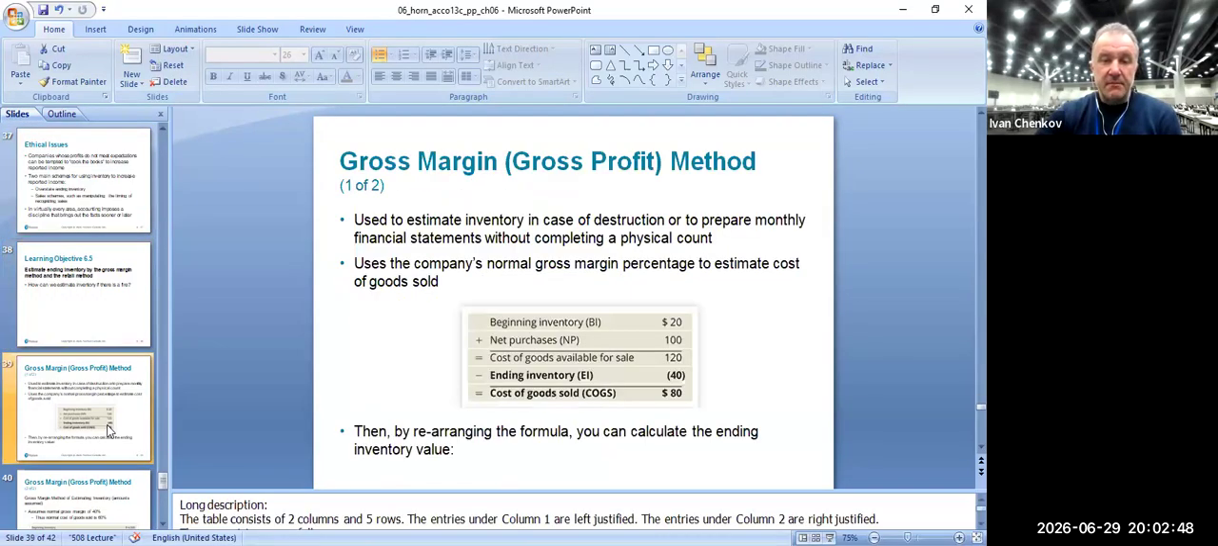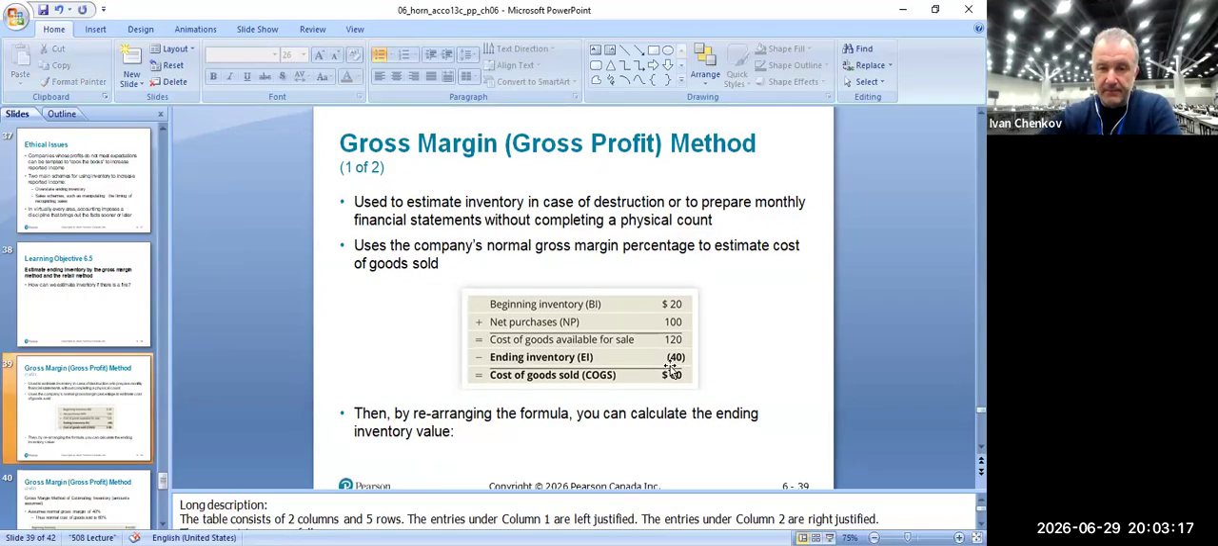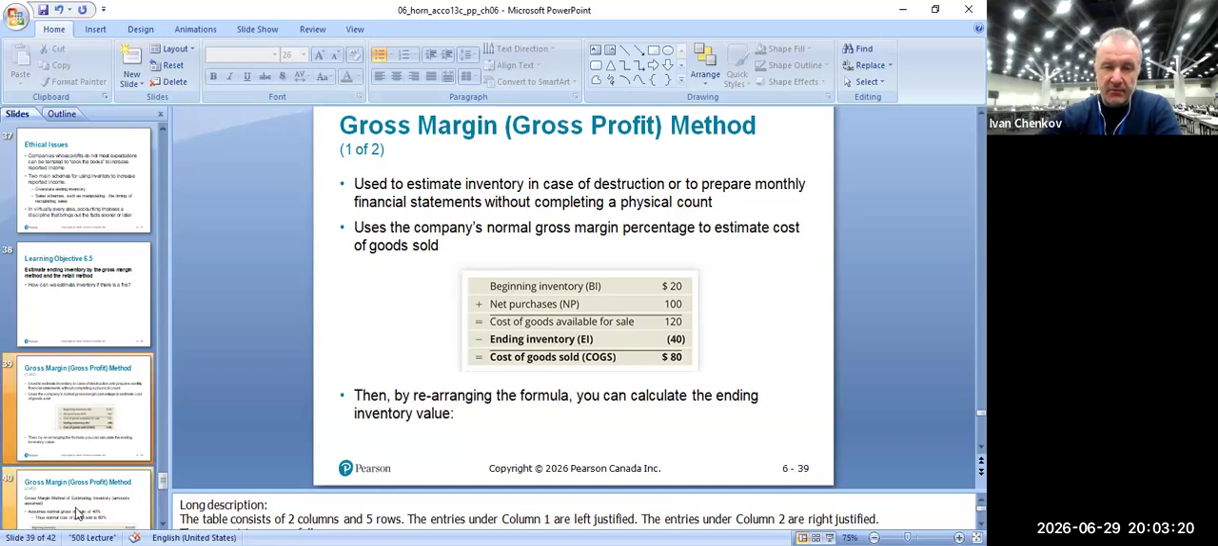And how are we going to estimate the ending inventory? Obviously, the beginning inventory plus the purchases is going to give us the cost of goods available for sale, minus the ending inventory is going to give us cost of goods sold. Once we have that formula, then we can play with that formula. How are we going to play with that formula?